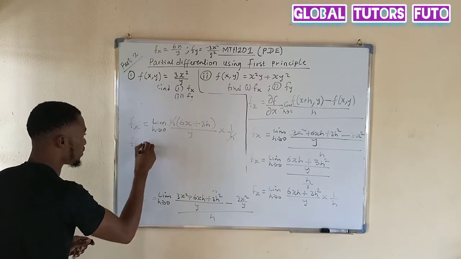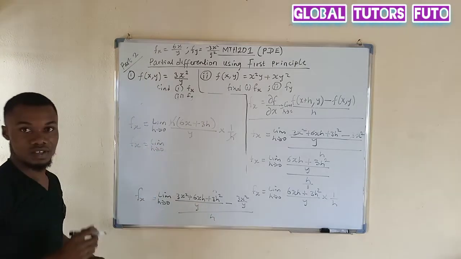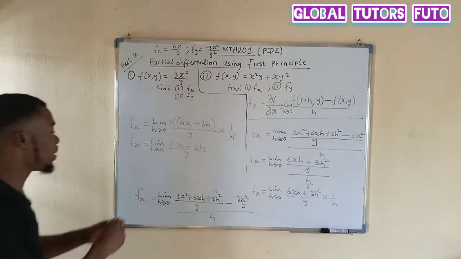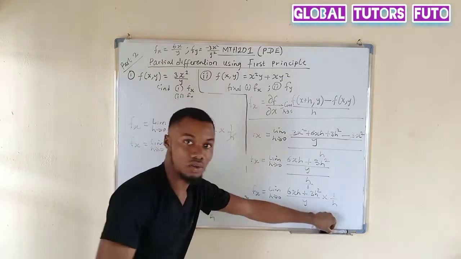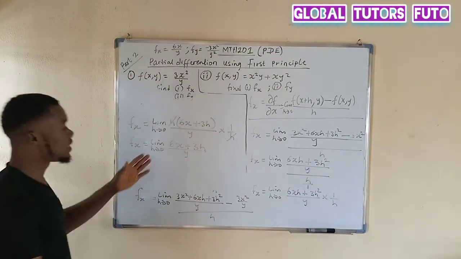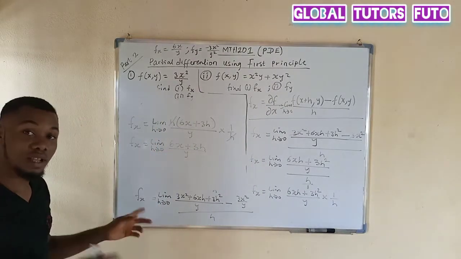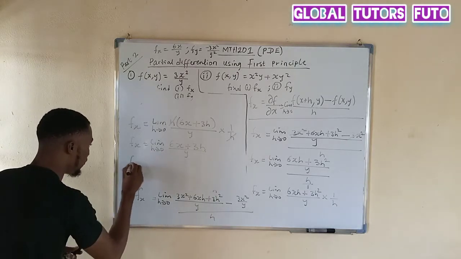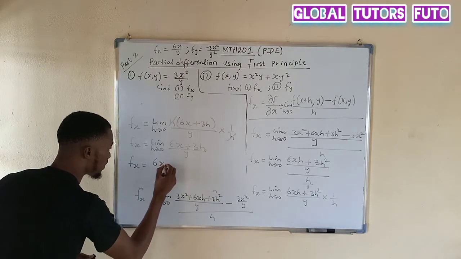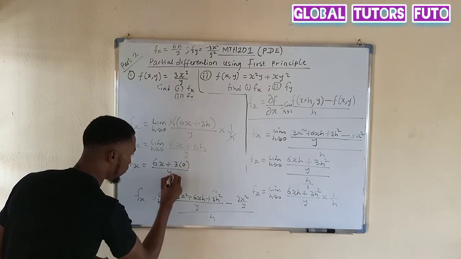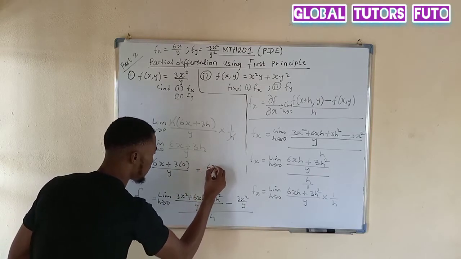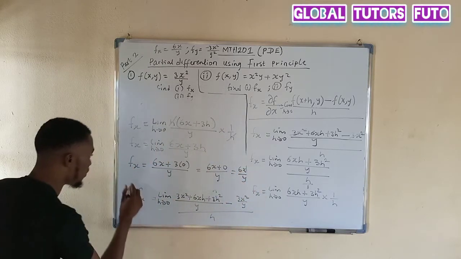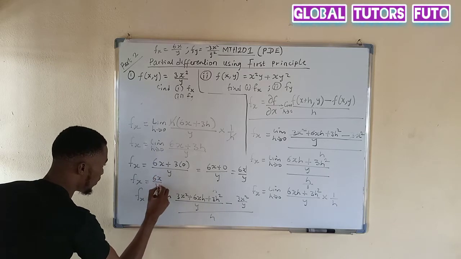So I'm left with f of x equal to the limit as h approaches 0 of 6x plus 3h over y. Now remember that our limit is such that h is approaching 0. Remember Maths 102. It implies that any place I see h, I should replace it with 0. So my h will now turn to 0. So f of x will be equal to 6x plus 3 bracket 0 over y, which is the same thing as 6x plus 0 over y, which gives me 6x over y. So this tells us that our f of x is equal to 6x over y.